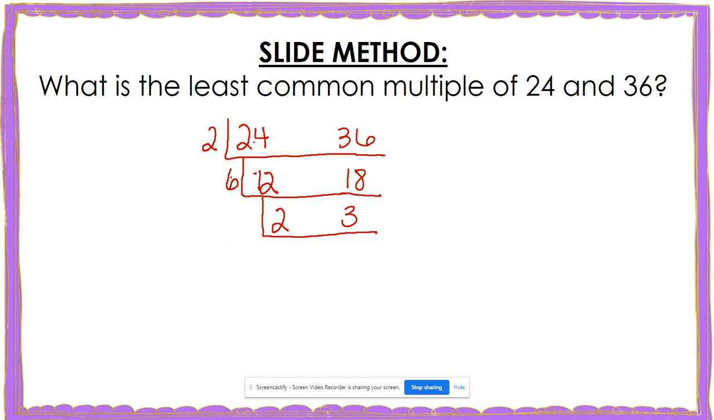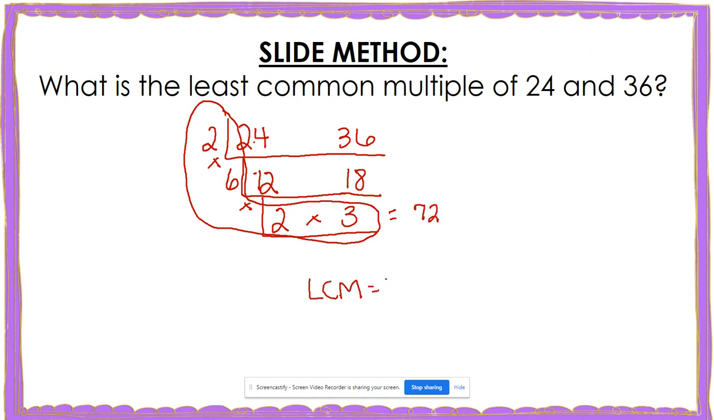To find my least common multiple, because now 2 and 3 have nothing in common, what I'm going to do is make an L. And that L signifies that I'm making my least common multiple. I'm going to take all of these numbers and multiply them together. 2 times 6 is 12. 12 times 2 is 24. And 24 times 3 is 72. That means that the LCM of 24 and 36 is 72.